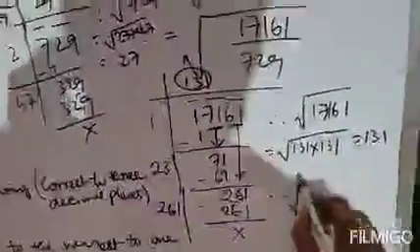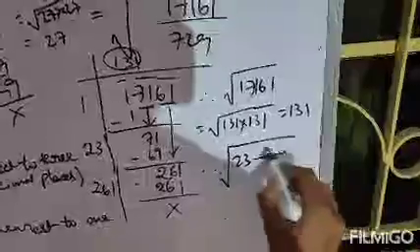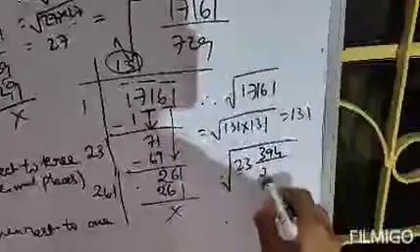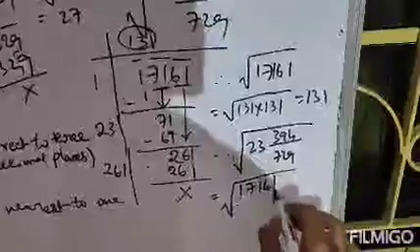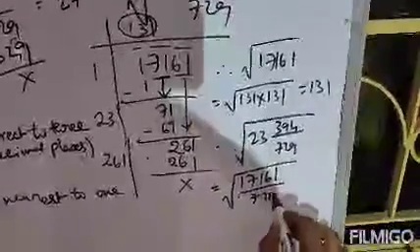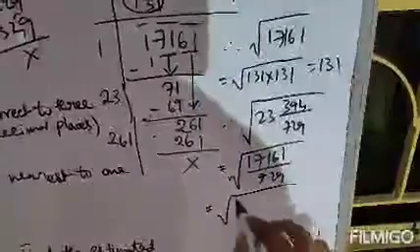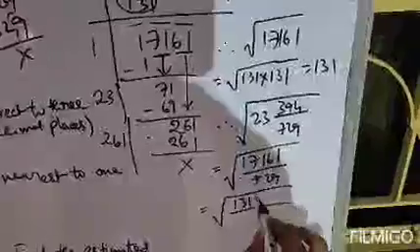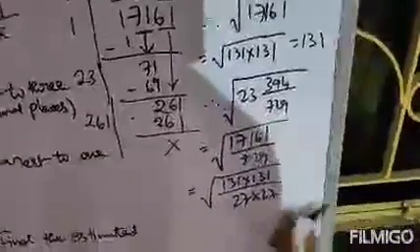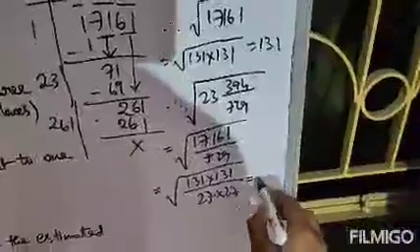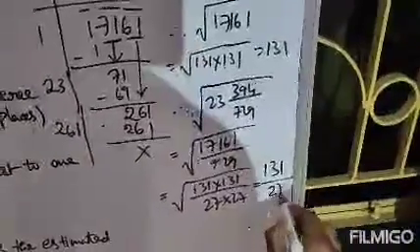Clear? So we can write the square root of 17161 by 729 will be equal to 17161 divided by 729. So the upper portion will be 131 into 131 and the lower portion will be 27 into 27. That means this is 131 by 27.